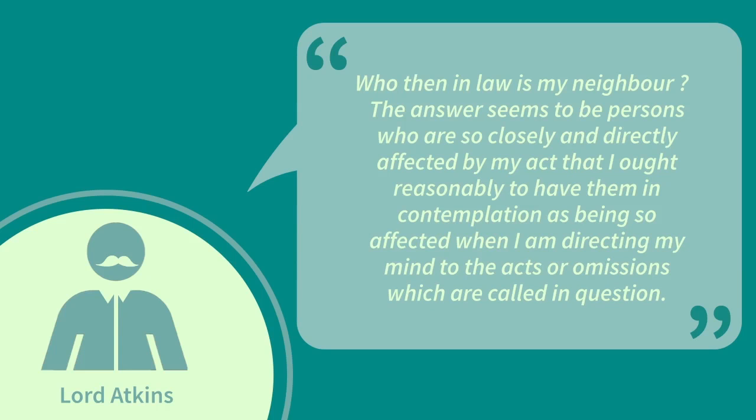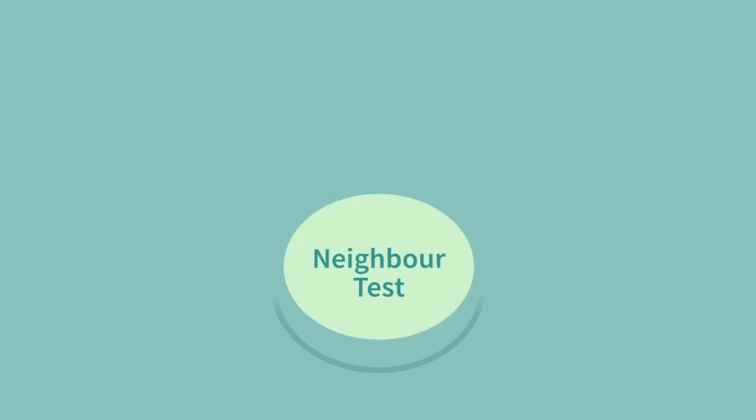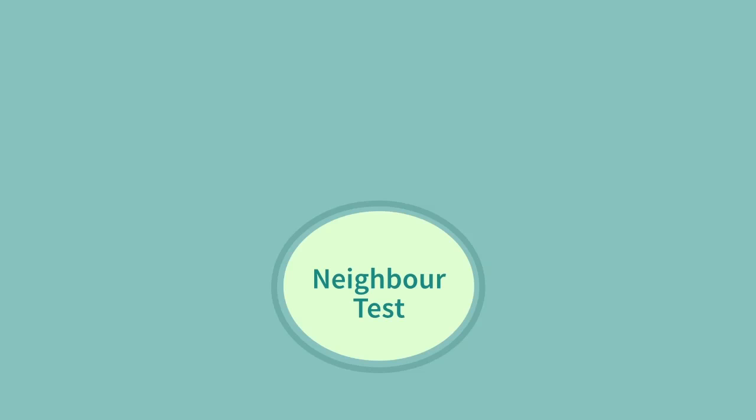The answer seems to be persons who are so closely and directly affected by my act that I ought reasonably to have them in contemplation as being so affected when I am directing my mind to the acts or omissions which are called in question. It can be seen that this neighbour test for deciding the existence of a duty of care is an objective rather than a subjective one. It is not a matter of what the respondent actually considered, but what they ought to have considered.